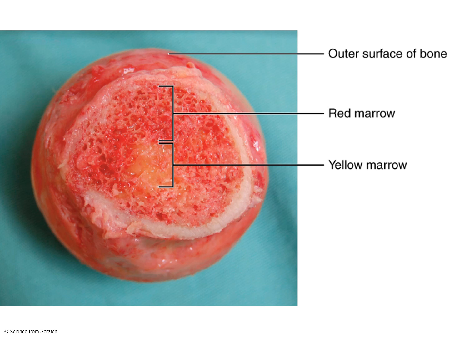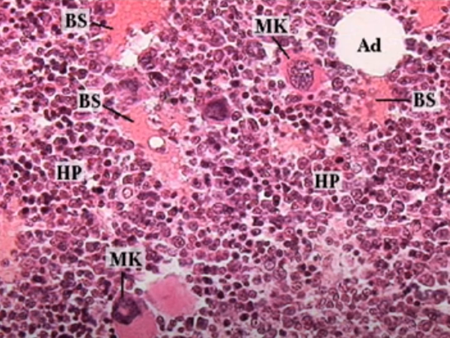Here you can see a cross section. This is the head of a femur that has been cut through, and you can see where the red marrow converges with the yellow marrow. And here we have a cross section of red marrow again, and let's just go through it. So AD is adipose, MK is the megakaryocyte, the VS is the blood sinusoid, and HP is hematopoietic. So those are those red blood cells and those white blood cells that are developing.